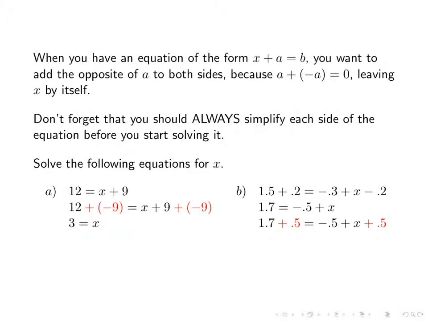And then to get rid of that negative 0.5, again, we add the opposite of it. The opposite of negative 0.5 is positive 0.5. So we add 0.5 to both sides of the equal sign. 1.7 plus 0.5 gives us the 2.2 on the left-hand side. And negative 0.5 plus 0.5 is 0. And again, 0 plus x is x on the right-hand side. And again, you should double check it. Plug it back into the original equation, that first one on the very top, and make sure that what you get is actually equal.